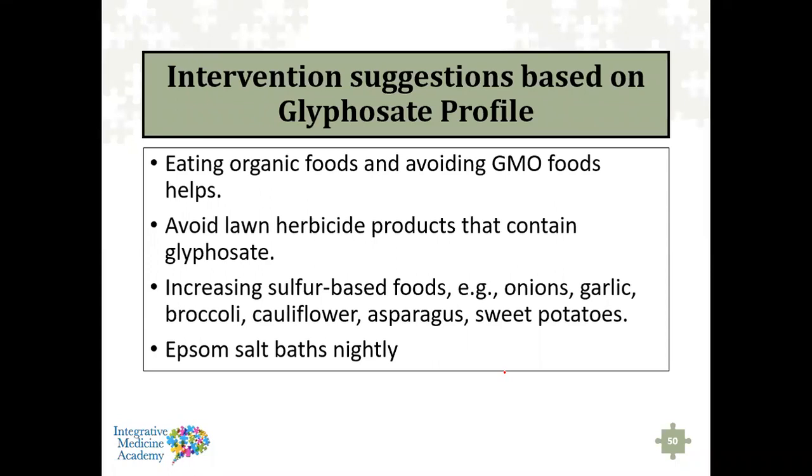Try and avoid, obviously, the use of it on our own lawn. And then increasing sulfur-based foods: onions, garlic, broccoli. Okay, this helps to get rid of glyphosate in the body. Epsom salt baths could also be an option as well.